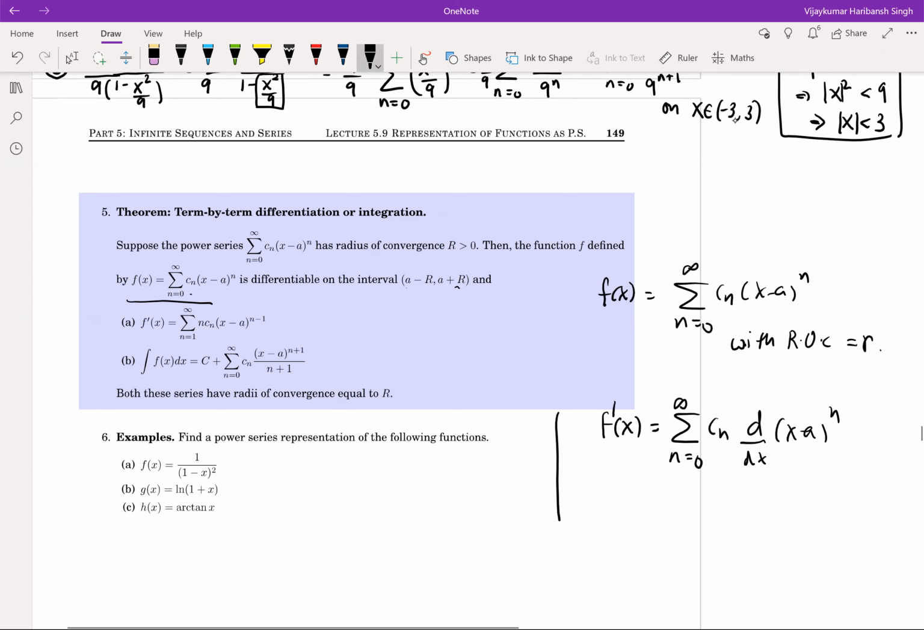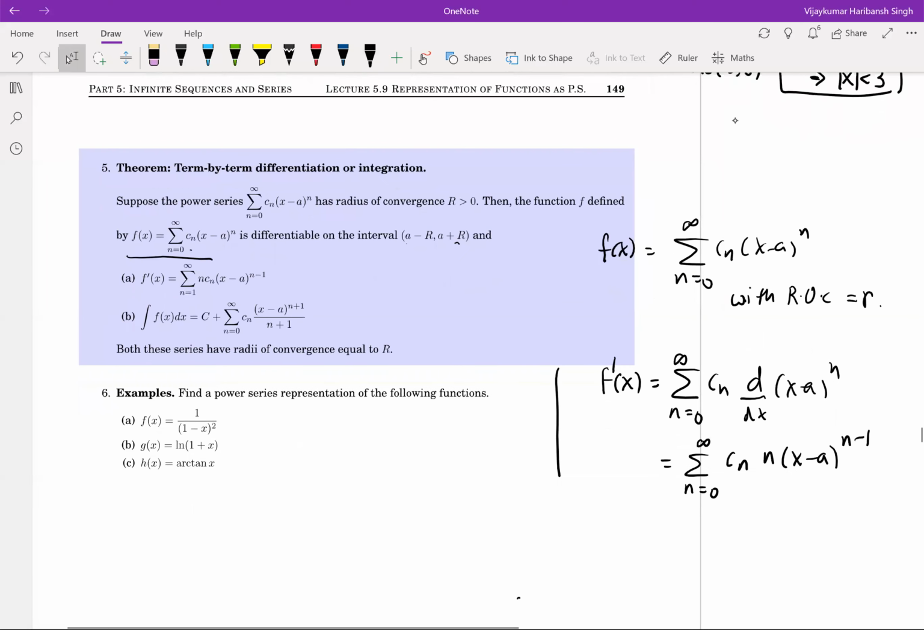Taking the derivative on both sides and moving the derivative inside, this is going to be the summation n equals 0 to infinity of c_n times n times (x minus a) to the power n minus 1. But hold on, before we write it like this, when n is 0 the exponent will be minus 1, and that representation is not allowed in a power series. But notice that when n is 0, this term is going to be 0 as well.